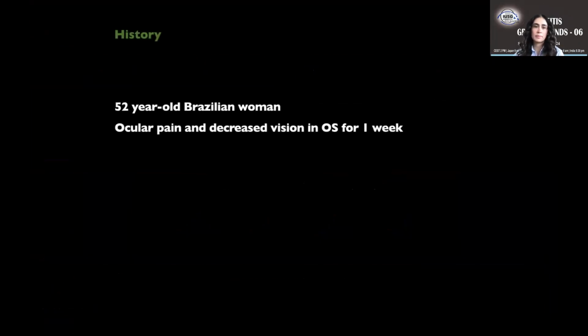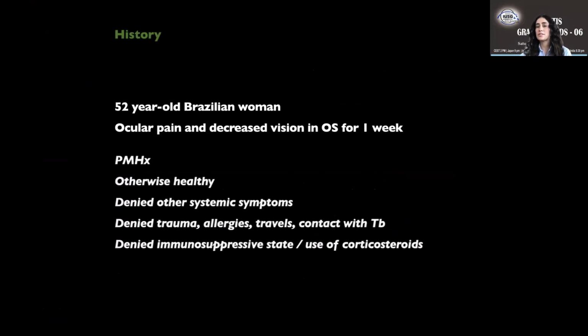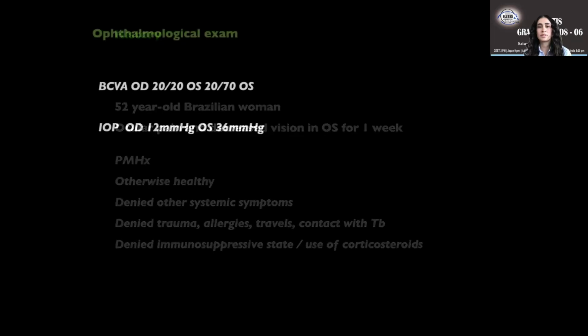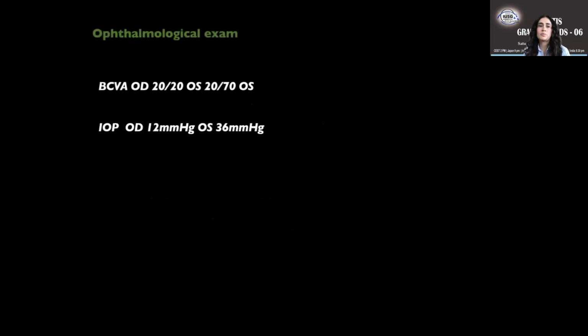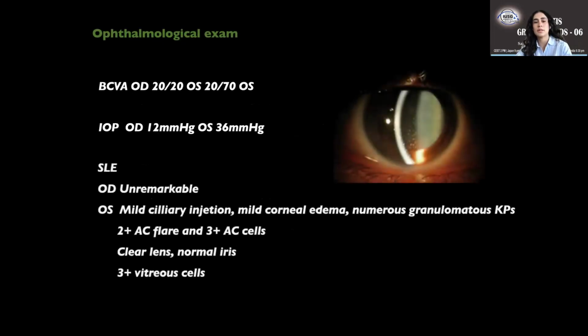We are going to be talking about a 52-year-old Brazilian woman that came to us with ocular pain and decreased vision in her left eye for 1 week. She was otherwise healthy. She didn't have any other previous remarks that we saw in her. For her ophthalmological exam, her visual acuity in the right eye was 20/20, and in her left one, it was 20/70. She had an increased ocular pressure just on her left eye. That was the one that was having troubles.